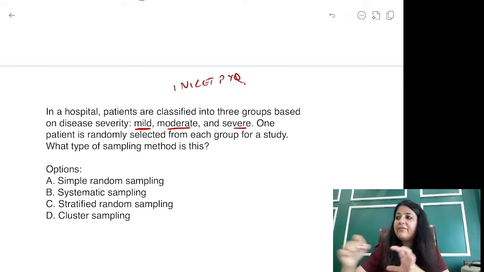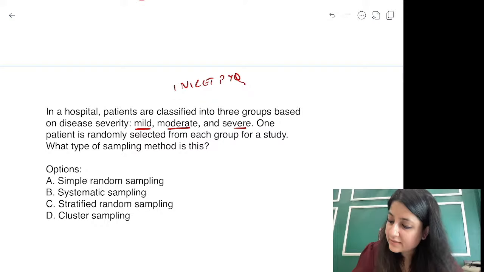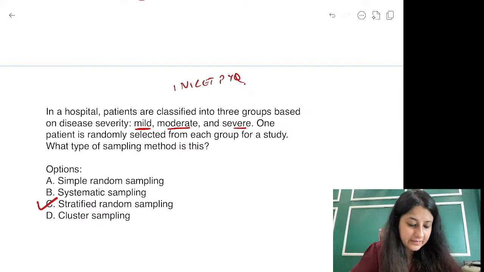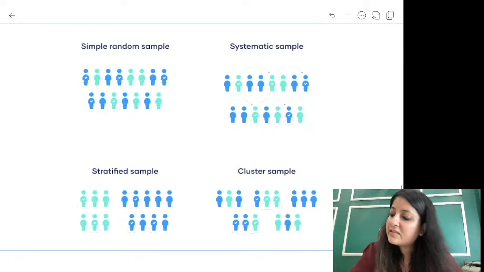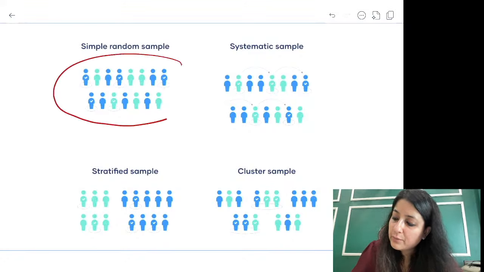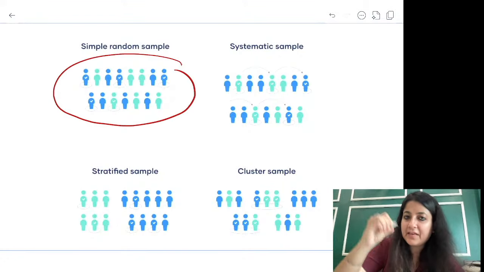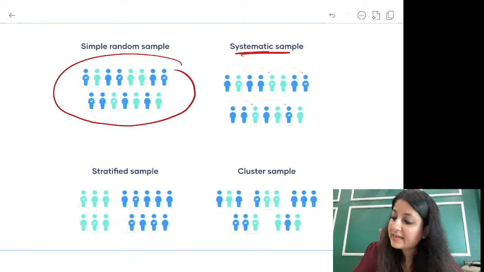Yes, so again I've divided them into three groups. So what is this, guys? Stratified random sampling. ठीक है, सैम्पलिंग याद रखना, सिस्टम ये सिंपल रैंडम होता है when you have a single frame. ठीक है, systematic, it's done for similar homogeneous population.